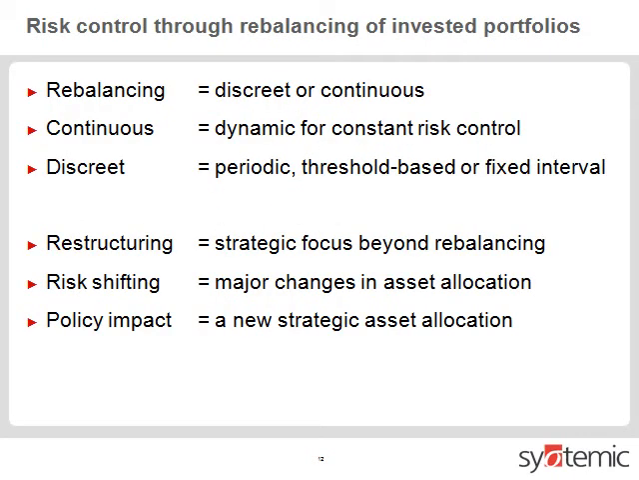When we have rebalanced it, we can have it discrete or continuous. If we have it continuous, it will be dynamic for cost risk control. When it's discrete, it will be periodic, threshold-based, or fixed interval. And then we have the concept of restructuring, which is strategic in focus beyond rebalancing, where we have risk shifting or major changes in asset allocation. And obviously, it has a policy impact because it results in a new strategic asset allocation.